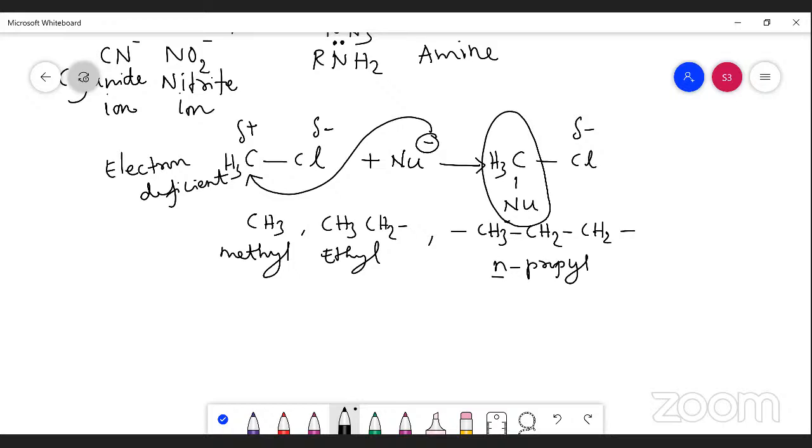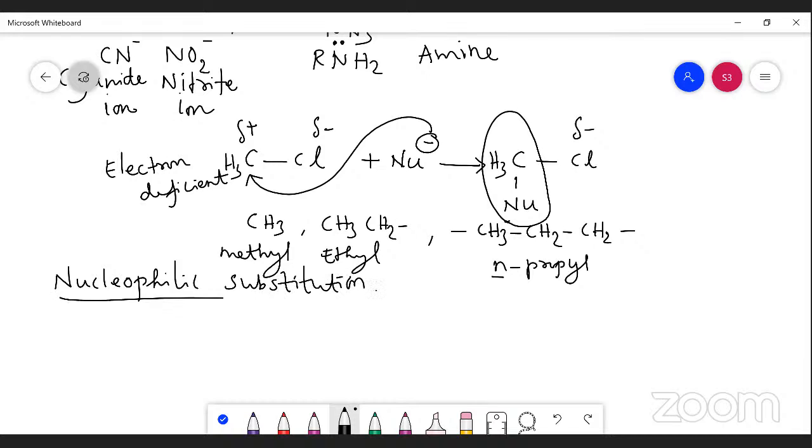Now we can see some of the reactions based on the nucleophilic substitution. So far we discussed what a nucleophile is and how the nucleophile attacks. Now we are going to discuss nucleophilic substitution.